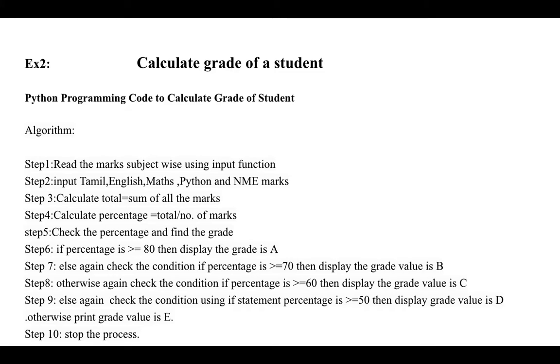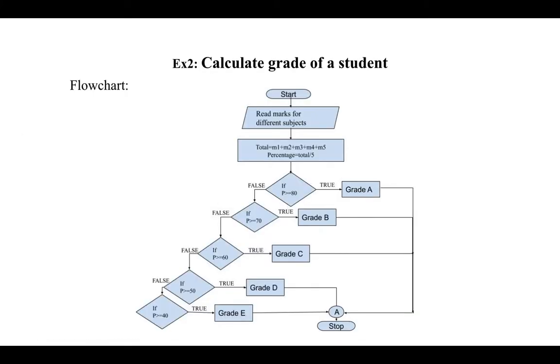Then you have to calculate the percentage. After that, finding the grade. For that, using condition statements, if the given criteria is satisfied, then the corresponding grade is displayed. This same process continues till we find the grade according to the percentage marks. Otherwise, the final grade is E. Then stop the process. The next slide shows the flowchart for the given problem.